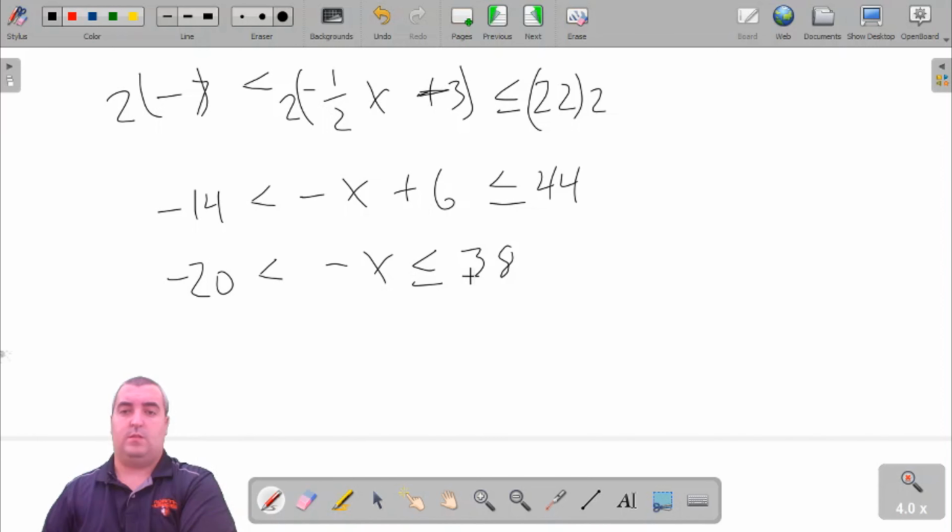All right. And so now I deal with this negative. So with the negative, I'm going to divide everything by negative 1. So this becomes 20. This becomes x. This becomes negative 38. But because I did the negative, highlight it here, I'm going to go ahead and switch all of the signs. Okay. Now, this right here, perfectly fine answer.